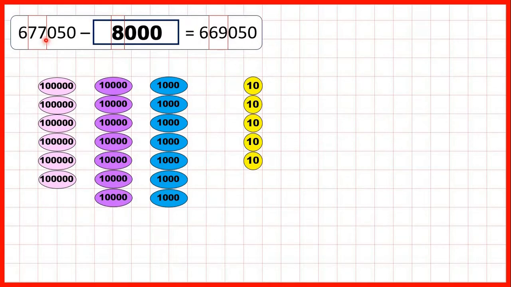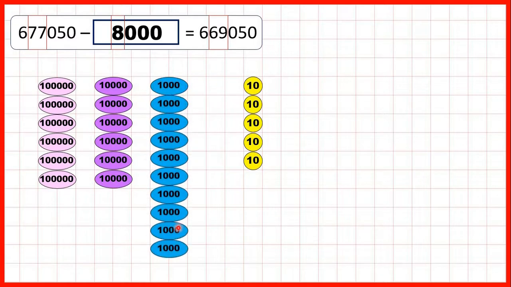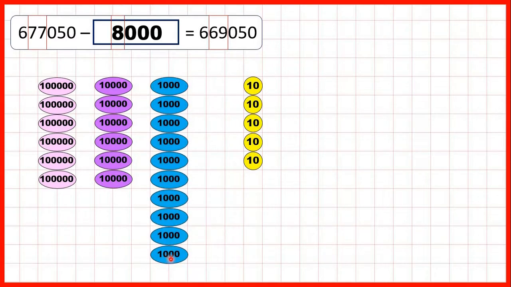Now 677,050 is shown here using place value counters, and we saw that subtracting 8,000 would give us our answer. So we can subtract 1, 2, 3, 4, 5, 6, 7, but then to subtract an 8,000 counter, we need to exchange one of our 10,000s for 10,000 counters. So now we can subtract our 8,000, and that means that we now have only 6 10,000s because we needed to use one of them to exchange, and now we have 9,000 counters.